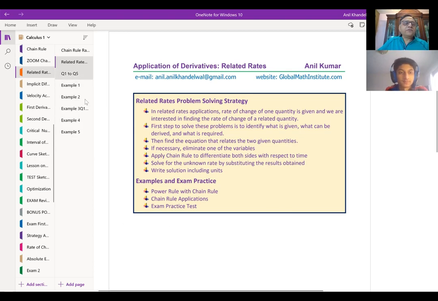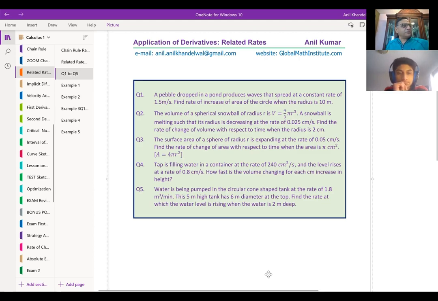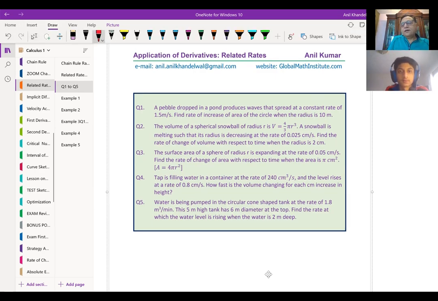So here are 5 questions for you. Can you please read the question? Yes, sir. Question 1. A pebble dropped in a pond produces waves that spread at a constant rate of 1.5 meters per second. Find the rate of increase of the area of the circle when the radius is 10 meters. Correct. Do you see the two things related clearly, right? So what you need to see here is that if I drop a stone, you'll see the ripple. Do you see the ripple?